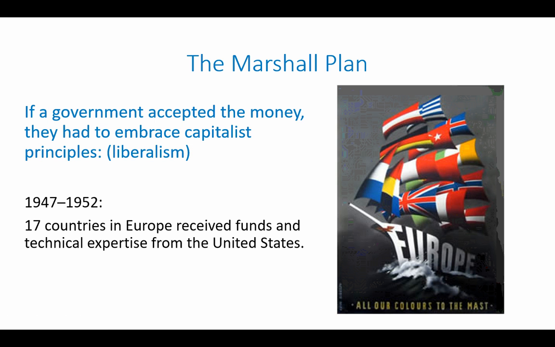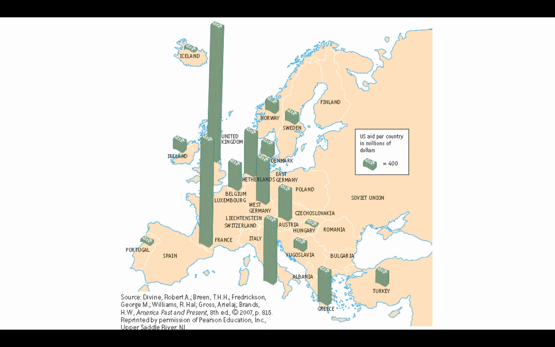And altogether, 17 countries in Europe decided to accept this money and to accept also some technical expertise from the United States. So here you see some towers of money. The bigger the tower, the more money the country accepted from the United States. So the biggest recipients, of course, are France and the United Kingdom, but look how much Italy took as well, right? And Greece and Turkey, as you can see, also accepted money. So countries throughout Western Europe accepted cash from the United States. And of course, with that came some strings attached.